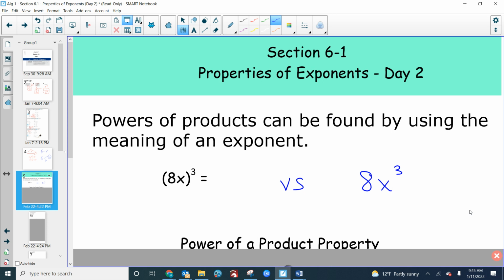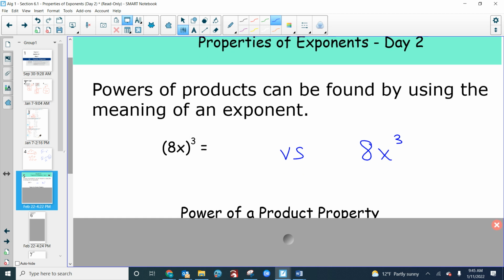I think we'd agree. So isn't this saying 8x times 8x times 8x? There's 3 factors of 8x. Everybody agree? Yes. Now, when there's nothing written between them, it's assumed to be multiplication. Because it's multiplication, I can do it in any order.